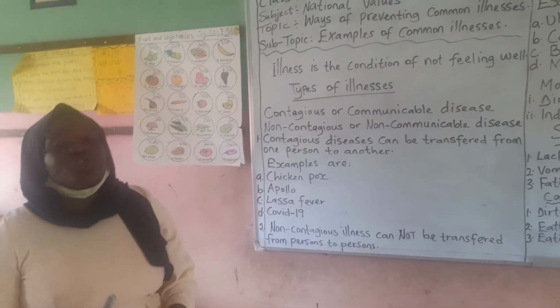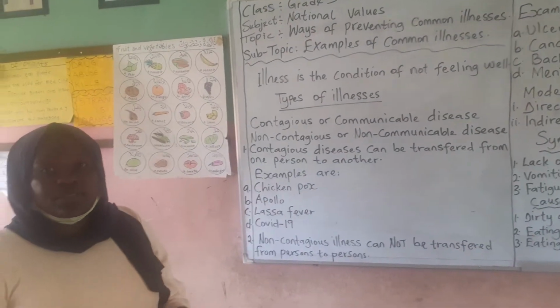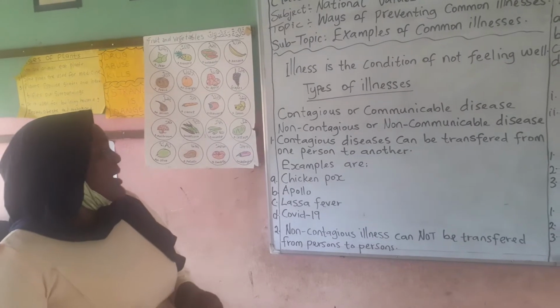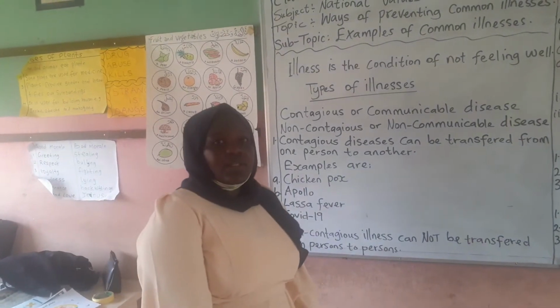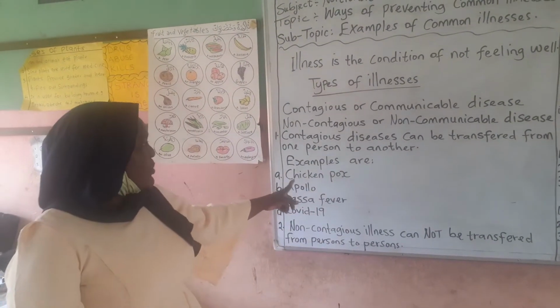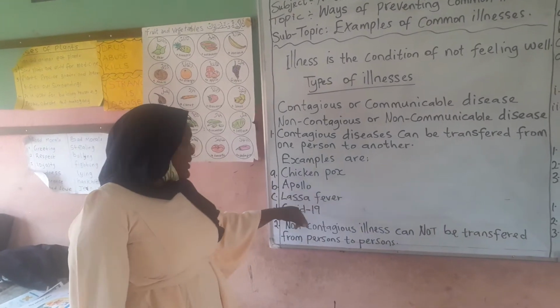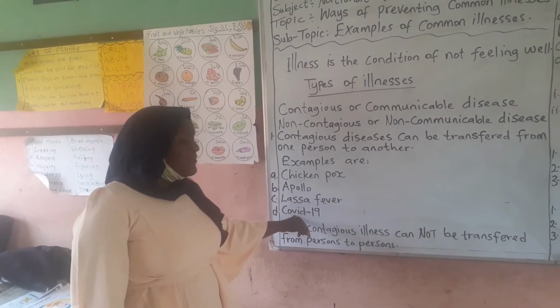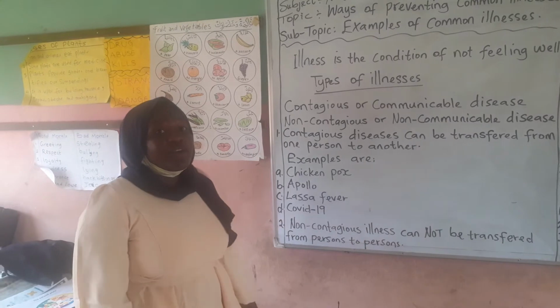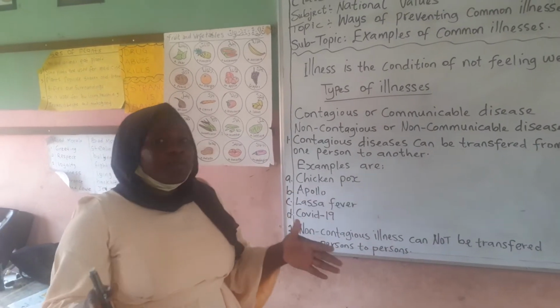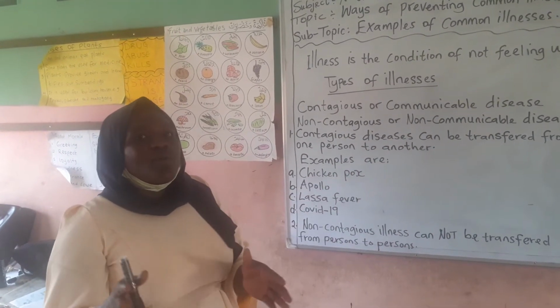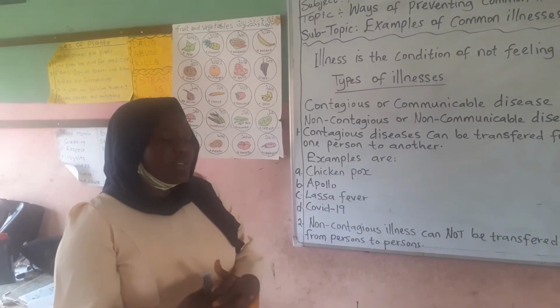Contagious diseases can be transferred from one person to the other. Examples of contagious illnesses are chickenpox, Ebola, Lassa fever, COVID-19, the coronavirus illness that is keeping all of us at home now. And may we be saved, may Allah save us from it.